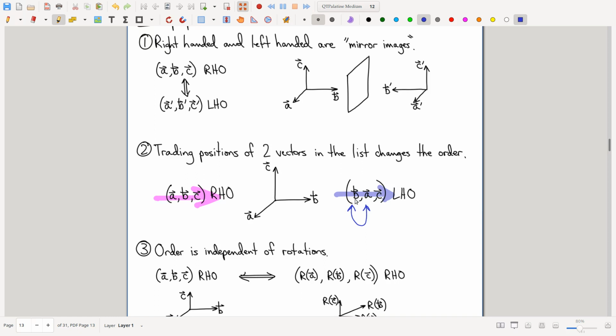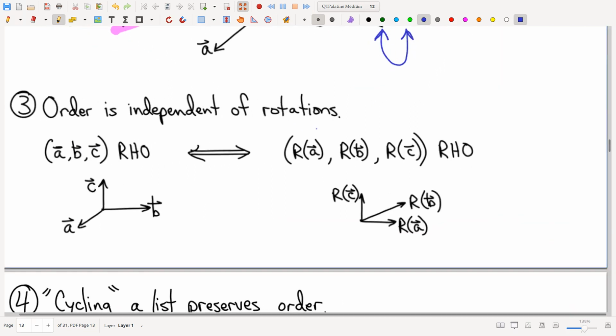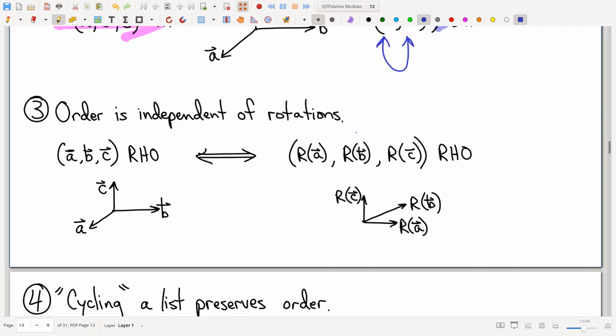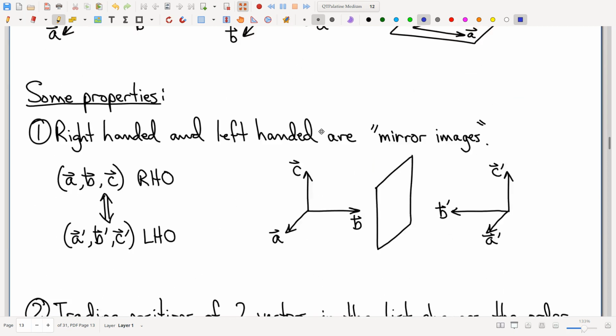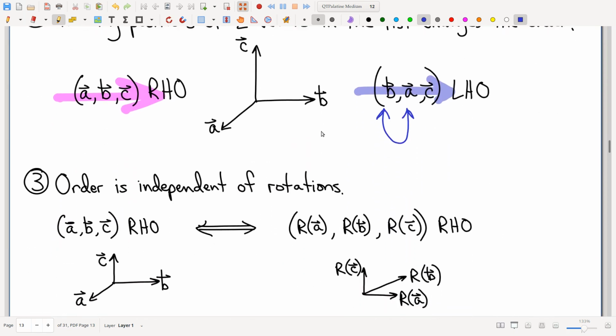And then again, independent of rotations. And again, this is, I think, pretty geometrically satisfying. Here's a right-hand order. If I rotate the whole picture, still right-hand order because it's still my right hand. So pretty believable. So bonkers analogy, right? Right hand, left hand has the exact same, analogous same three properties that clockwise, counterclockwise have.